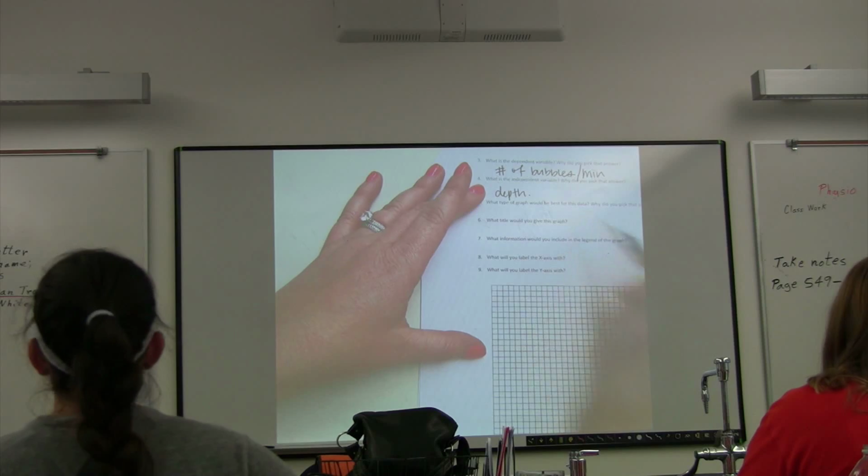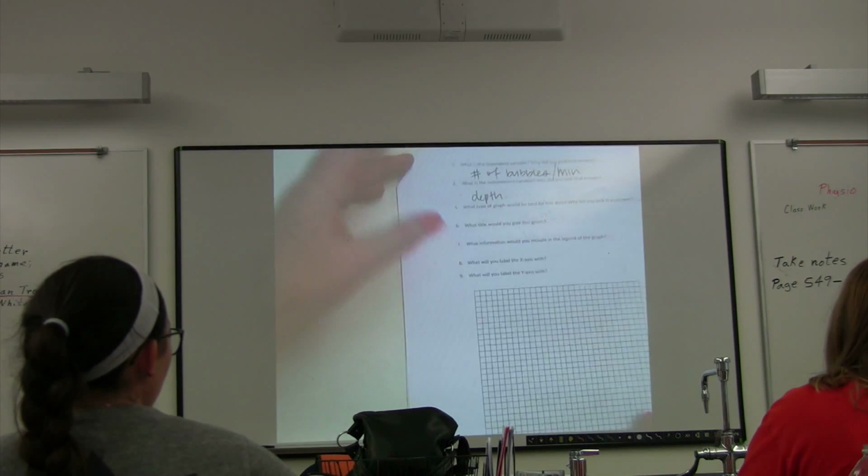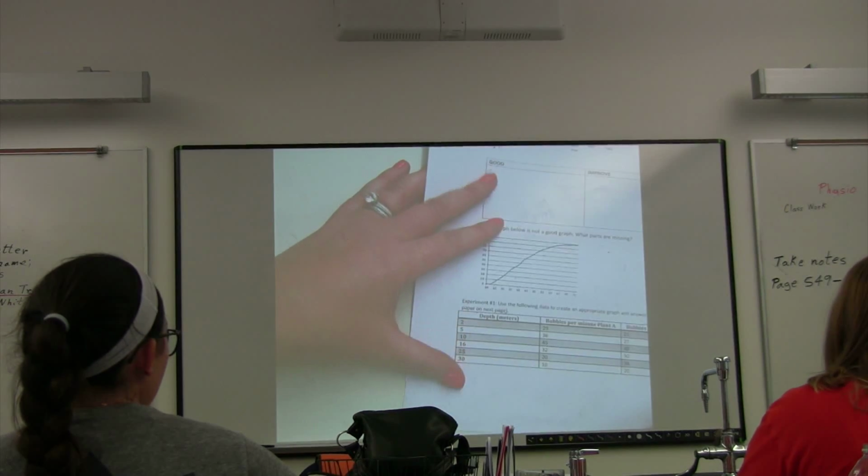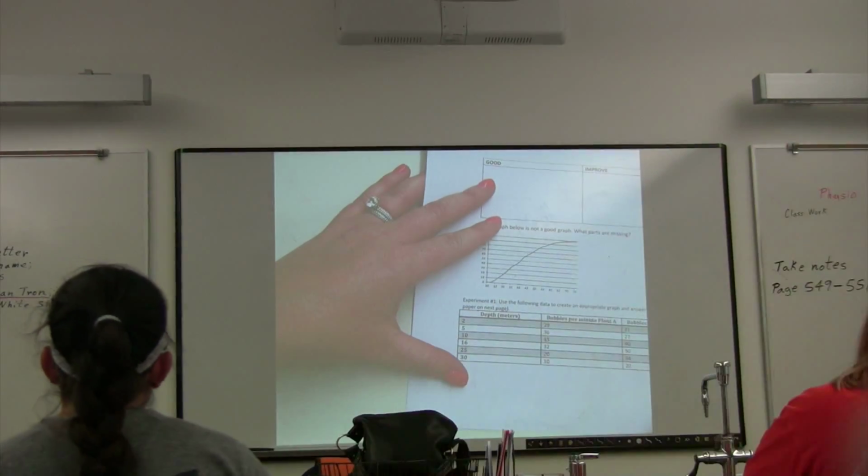So what type of graph would be the best fit for this? Line. You put the wrong battery in. Give me the other battery. Where's the other one?